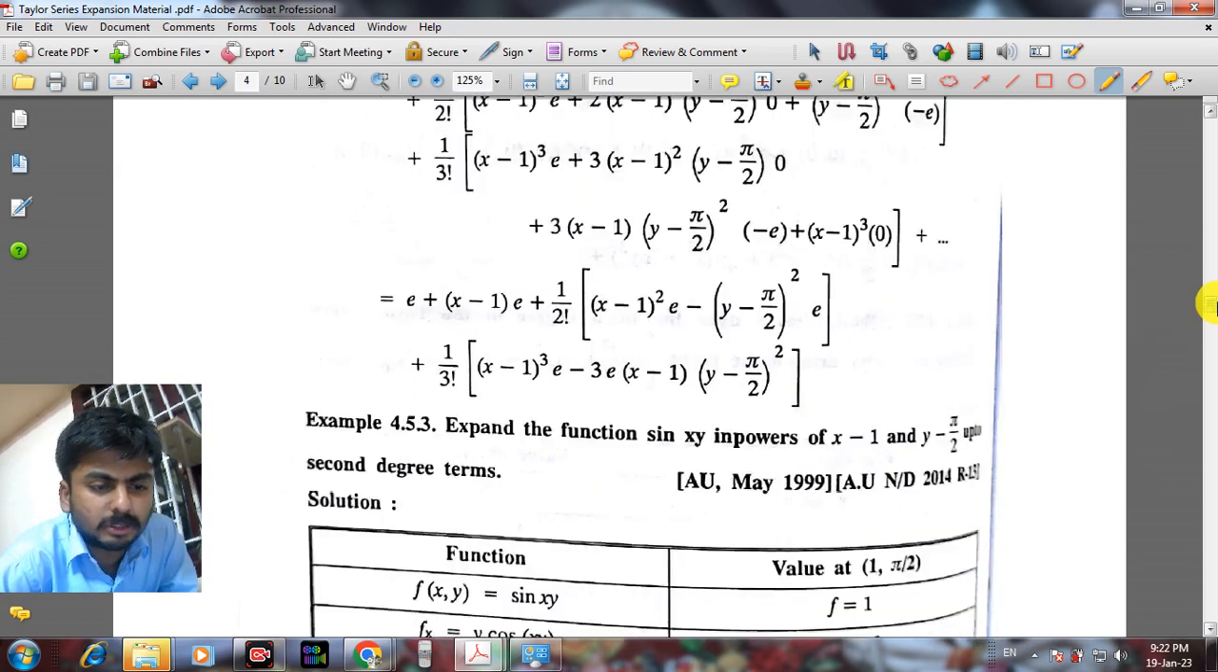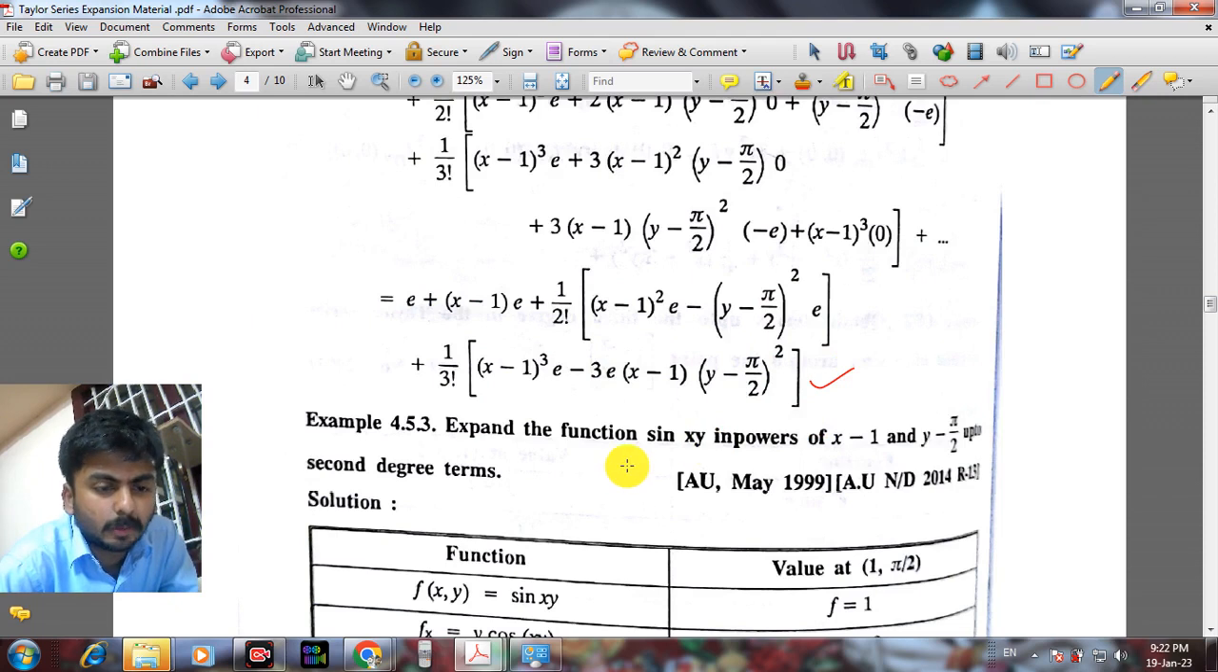So for this problem we are having f of x comma y equal to e plus x minus 1 into e plus 1 by 2 factorial of x minus 1 the whole square into e minus y minus pi by 2 whole square into e plus 1 by 3 factorial of x minus 1 whole cube into e minus 3e of x minus 1 y minus pi by 2 whole square. The sum is very simple, the steps and the formula are also very simple. Only thing is you must have enough practice to solve the sum efficiently.